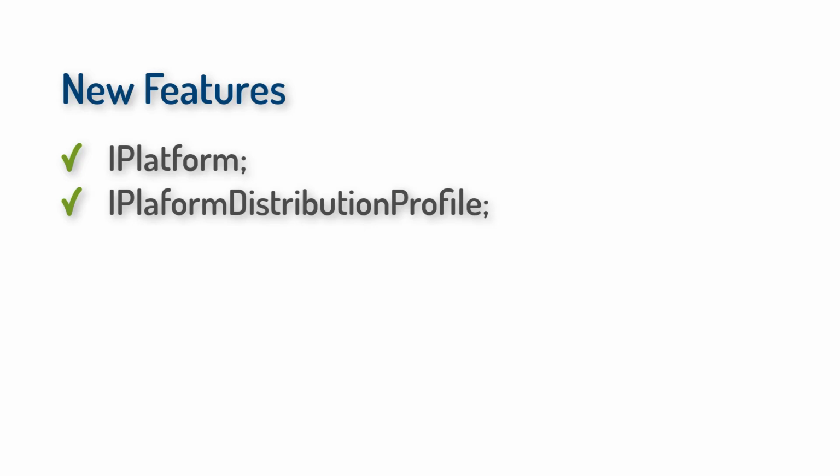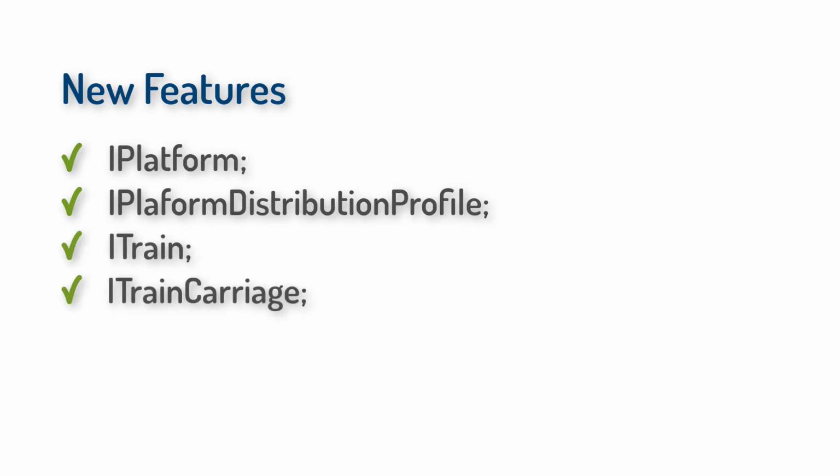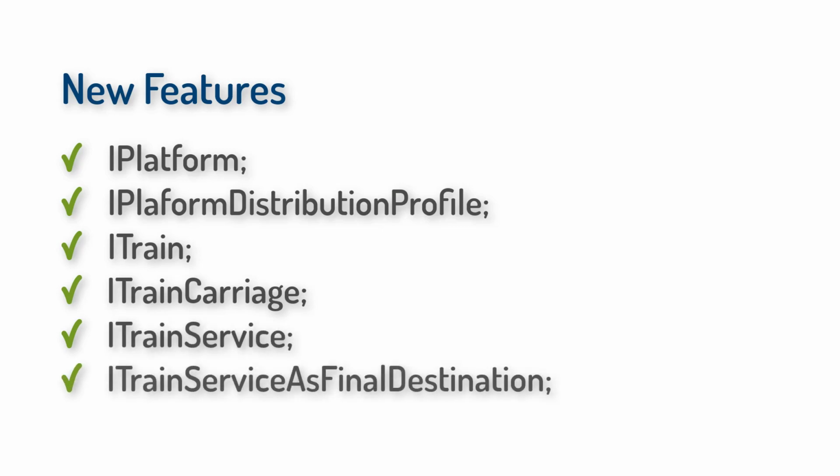So let's summarize the new features that you are getting with the help of this API: iPlatform, iPlatform distribution profile, iTrain, iTrain carriage, iTrain service, iTrain service as final destination, and iTrain service as origin.